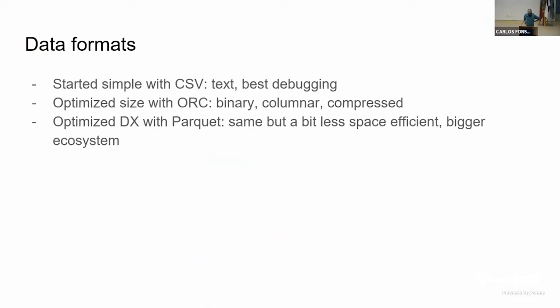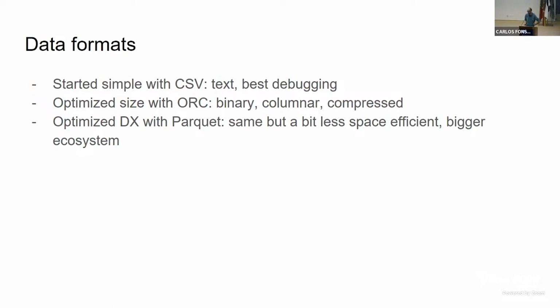So let's speak about data formats. We started simple with CSV files, which, being text-based, are the best for debugging because you can use your favorite CLI tools like grep, sort, whatever. And also for debugging, you can load them into a spreadsheet, and it's very helpful when you have data issues, data export issues.